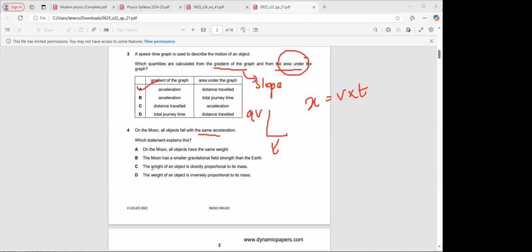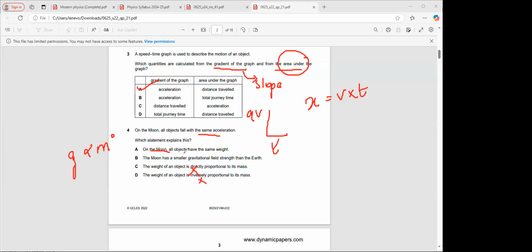Weight of an object is directly proportional to its mass. See, acceleration due to gravity is independent of the mass. So all objects are falling with the same acceleration. It's not directly proportional, it's independent of the mass. So this won't be there. So it should be option A. All objects have the same weight.